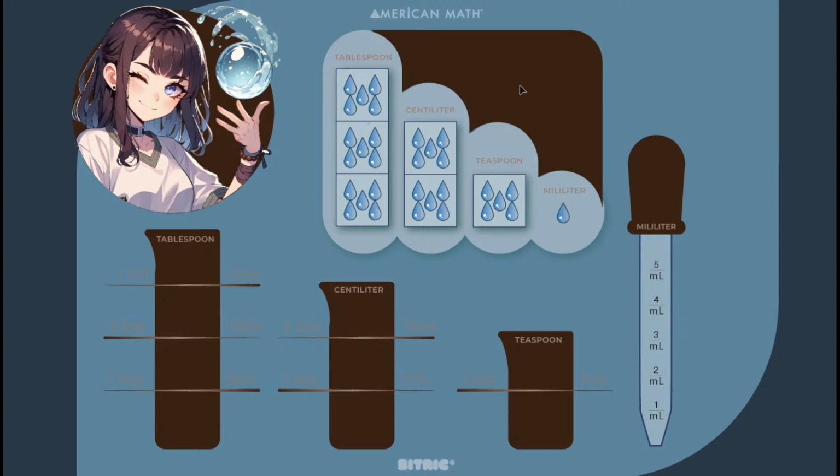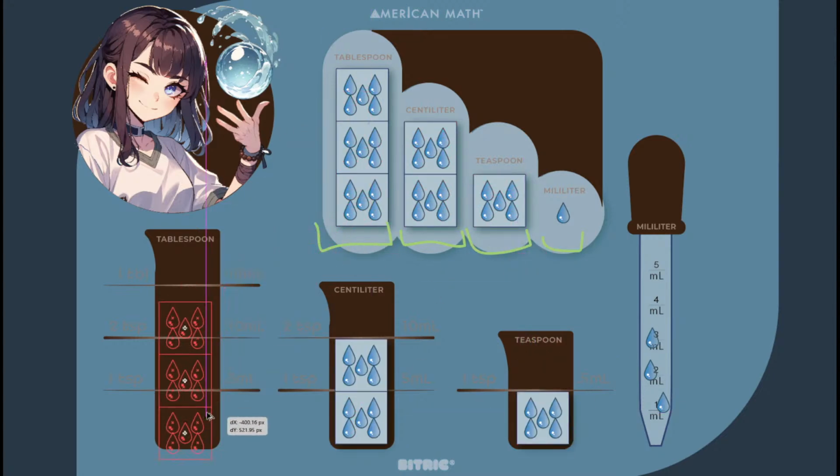So what we're going to do to get started is have a quick review of our pieces, per usual. Here are all of our units inside of this game. We're going to have tablespoons, centiliters, teaspoons, and milliliters. In addition to that, we also have our containers that will hold these units. Milliliters go over here inside of the milliliters dropper. Teaspoons go inside of this teaspoons beaker. Centiliters go inside of the centiliters beaker. And tablespoons go inside of the tablespoon beaker.